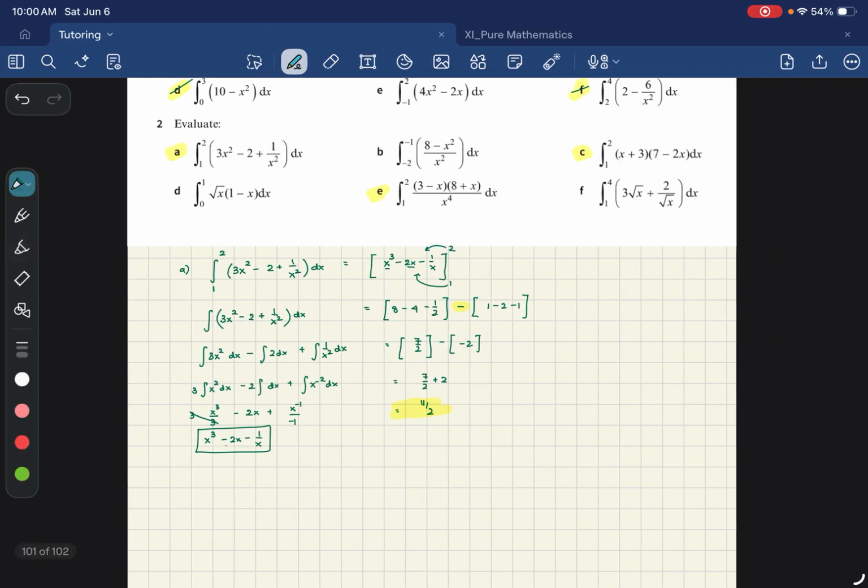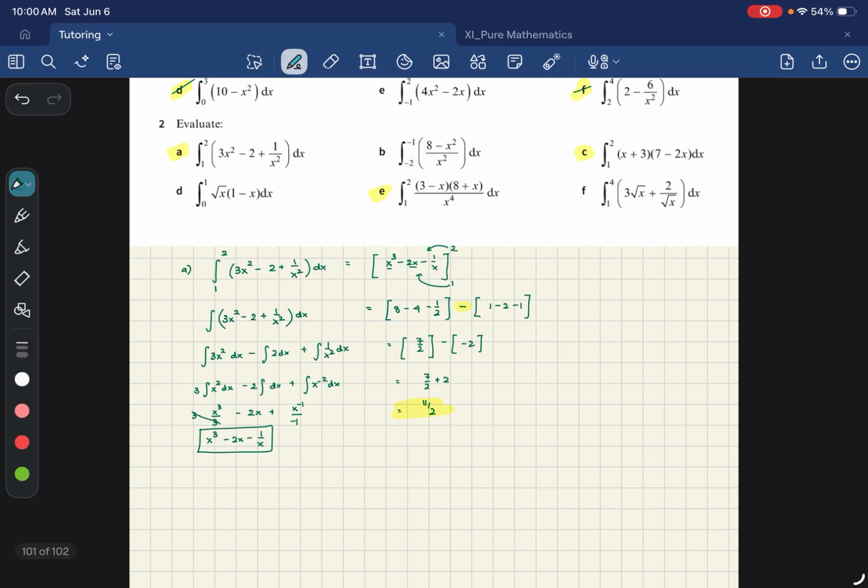So this is another way. You do your indefinite integration the way we learned slowly first. You then put it inside your square bracket and you substitute in the bounds. That is also okay. All right, so we're done with a.